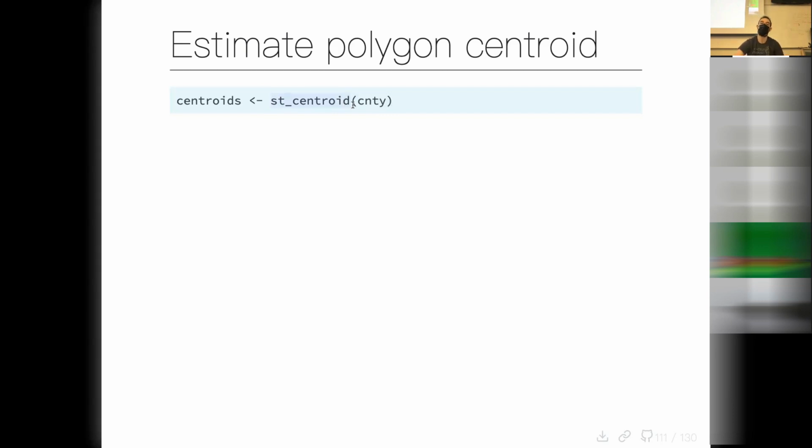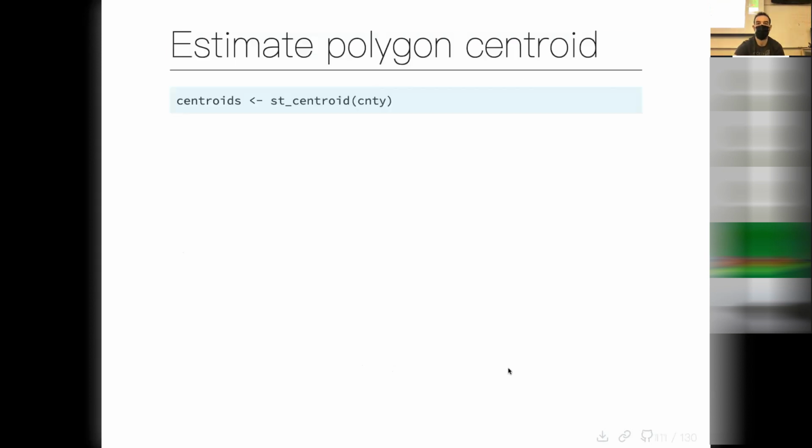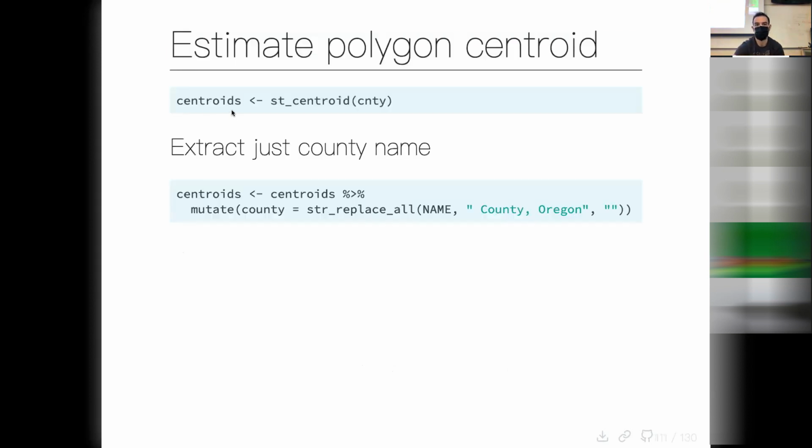st_centroid, right? It's going to find the centroid, like the center of a polygon, as much as it can. Okay, so we say county. County is the entire data frame, but when you do that, it's going to know you want to find the centroid for each geometry, each row. Okay, so these are the centroids.